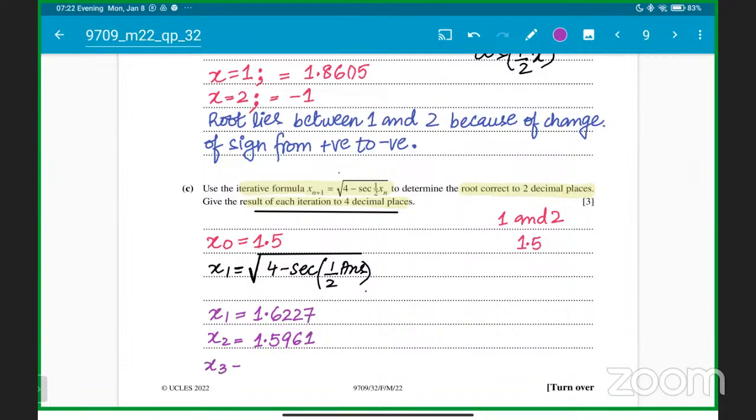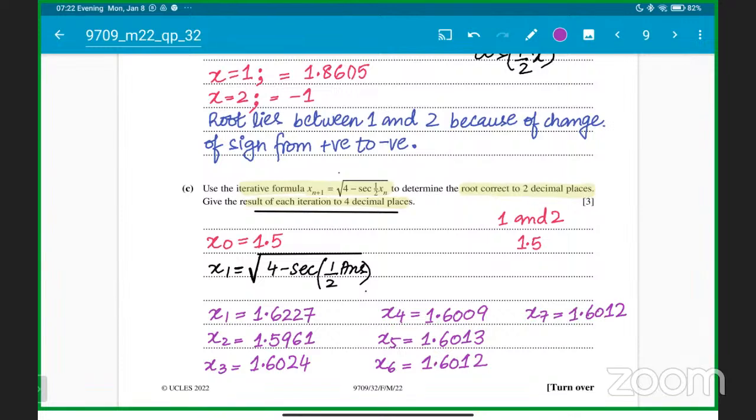And the third value will be 1.6024. The fourth value should be coming as 1.6009. The fifth value is coming as 1.6018. Then 1.6013. The seventh value is coming as 1.6012. Now, as you can see, after the fifth and sixth values, it's dying out. The decimals are not changing much. Whenever you get two values the same to 4 decimal places, it means that you can stop now.